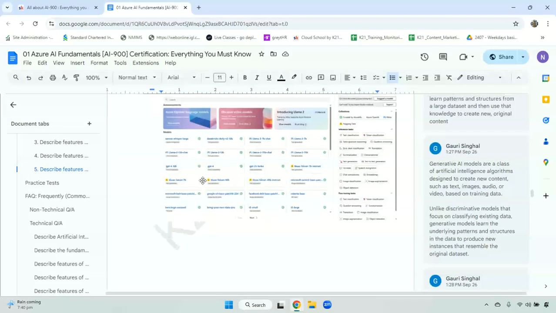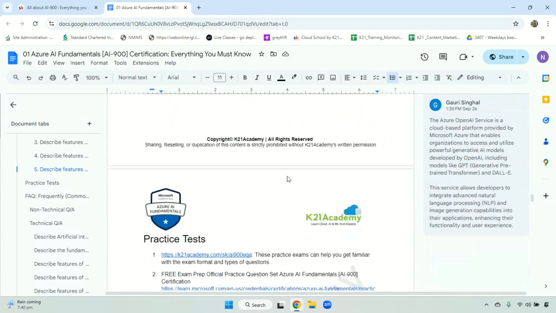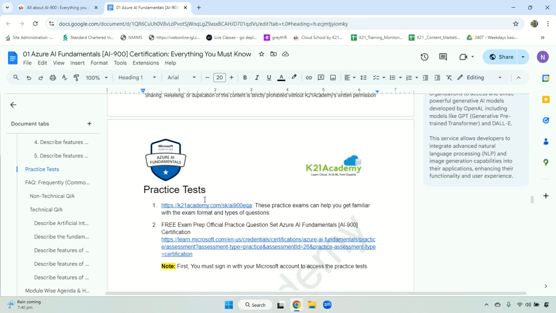So this is an overview of what topics and subtopics you should be focusing on from the certification point of view. That is what we discussed right now.